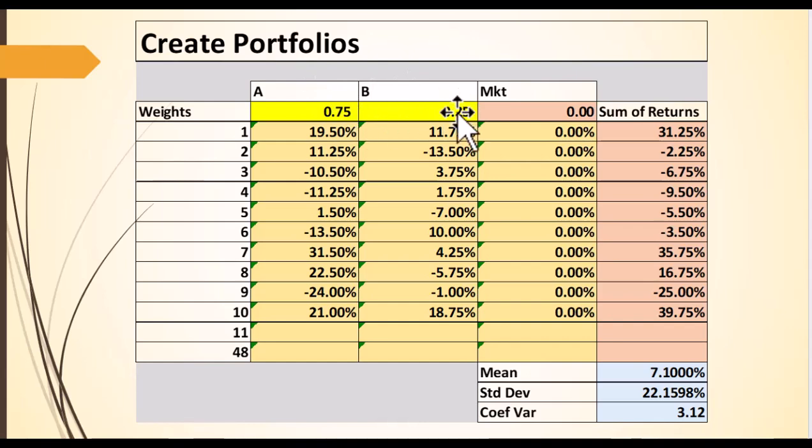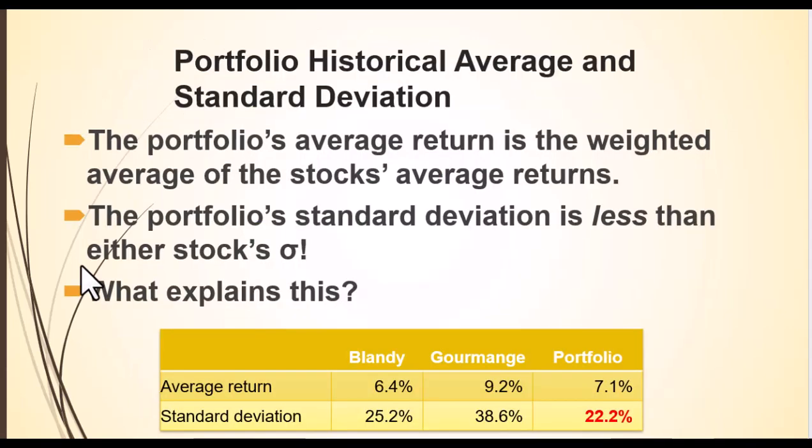Again, once we start combining the assets, we need to understand what's happening with the risk. How is the risk being affected? So let's see what happens here. The average rate of return for Blandy was 6, Gourmand was 9.2, 75-25. Since there are only 2 assets, the return is going to be somewhere between the highest and lowest of those assets. If you had 12 assets, the average is going to be somewhere between the return of the highest asset in that portfolio and the lowest. It's a weighted average. But what happens when we look at risk?